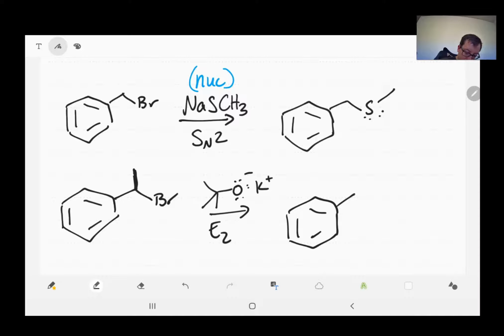Lots of stuff you can do. All this stuff way back from chapter 6 and 7, somewhere around there. Substitution, elimination reactions, so don't forget those. So, all sorts of fun reactions.